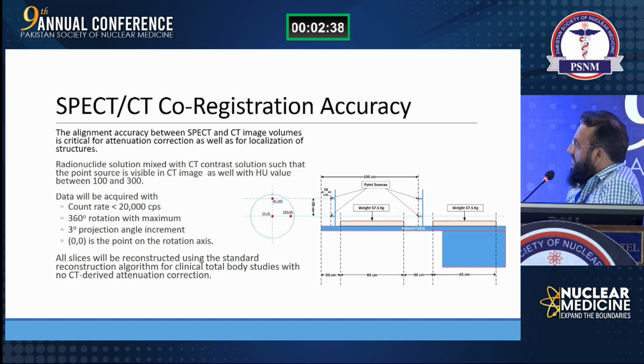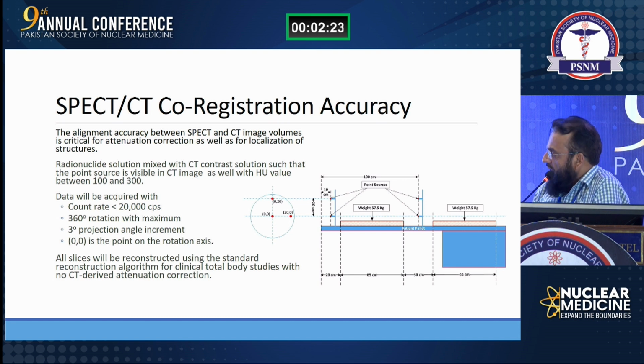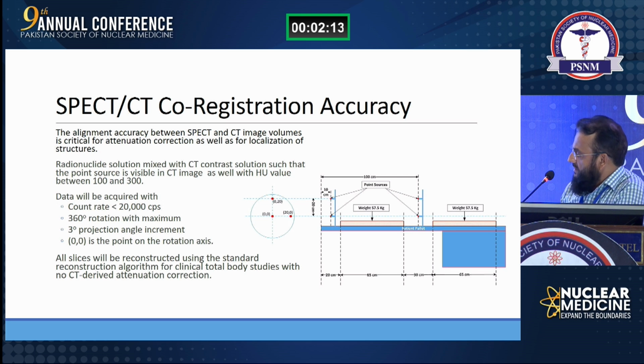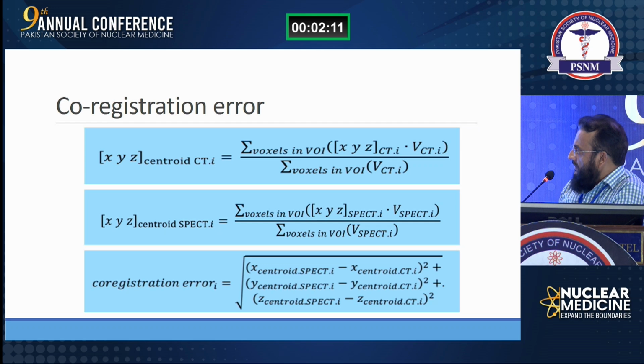And the next is SPECT-CT co-registration accuracy. These are the 6 point sources, 3 in this plane and 3 in another, arranged in this fashion. The purpose of this test is to get the difference between the centroid in a SPECT image and in a CT image. For accurate fusion, this test is a must. These are the centroids in both imaging modalities, and the co-registration error is measured from this formula.